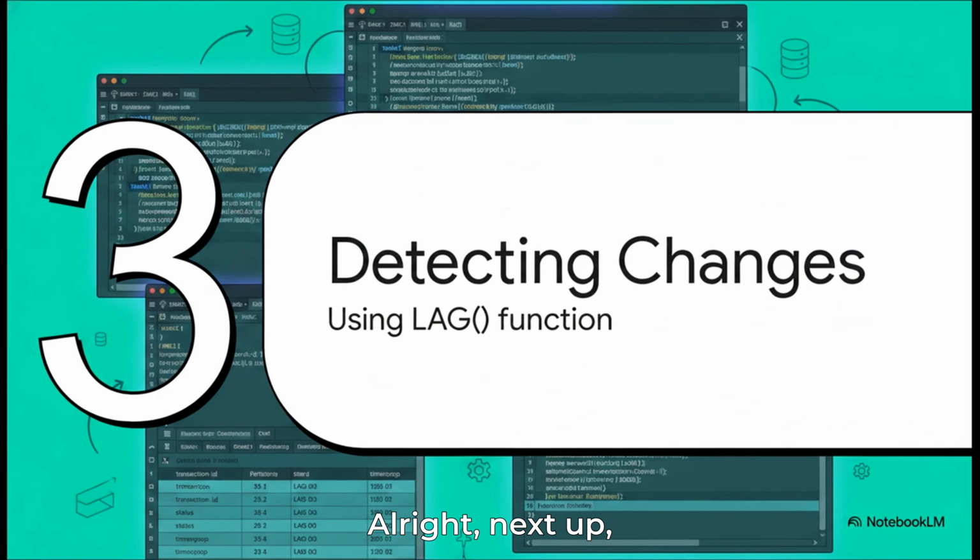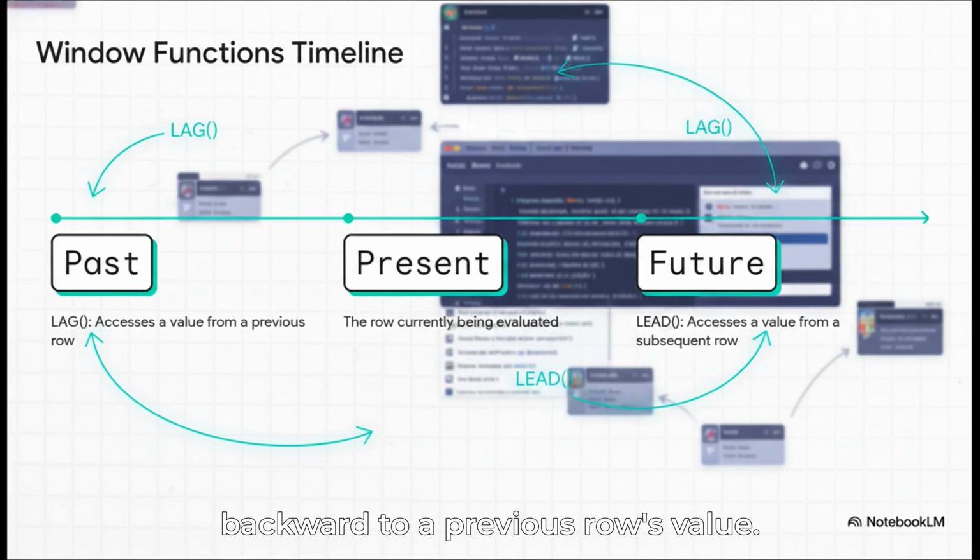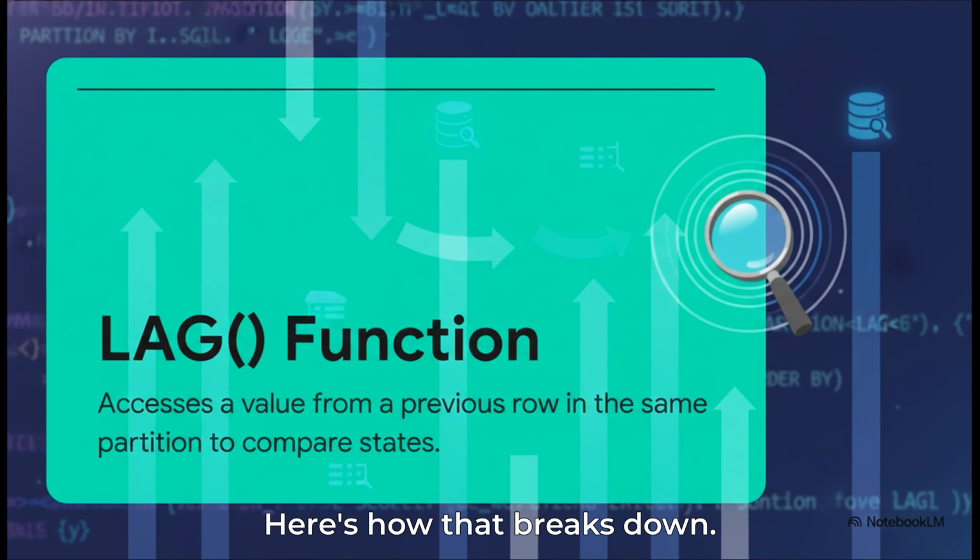All right, next up, detecting changes with lag. Think of your data as a literal timeline. Normally, SQL only lets you look at the current row you're evaluating. But window functions essentially give you time travel capabilities. The lag function lets you look backward to a previous row's value. Conversely, the lead function lets you look forward to the next row. This is exactly how you identify trends, drops, or breaks in a sequence without ever having to leave the context of your current row. Here's how that breaks down.